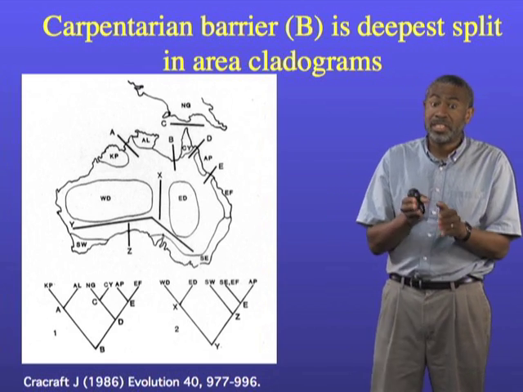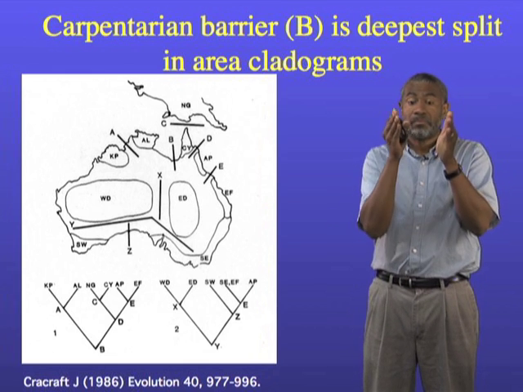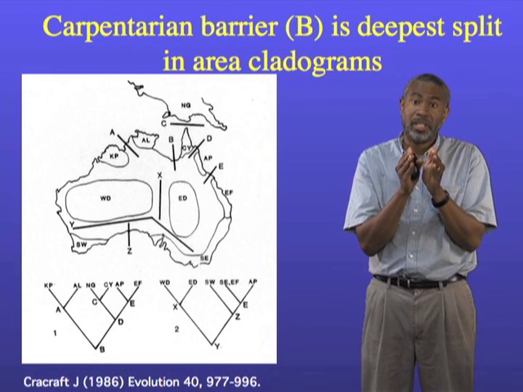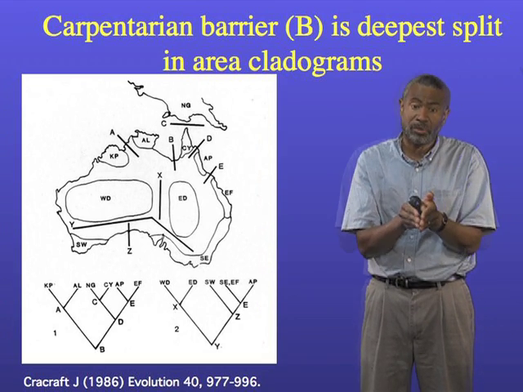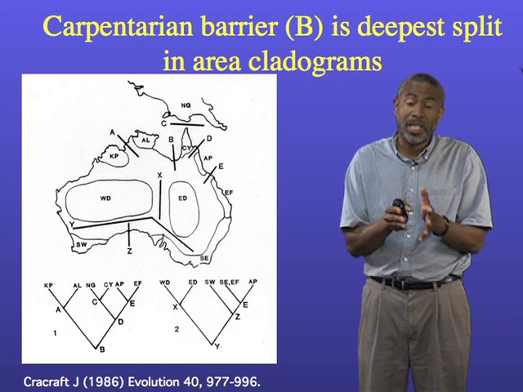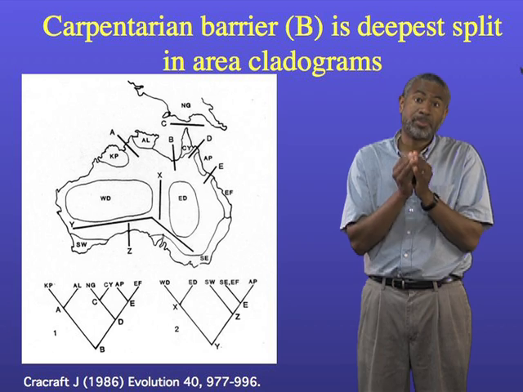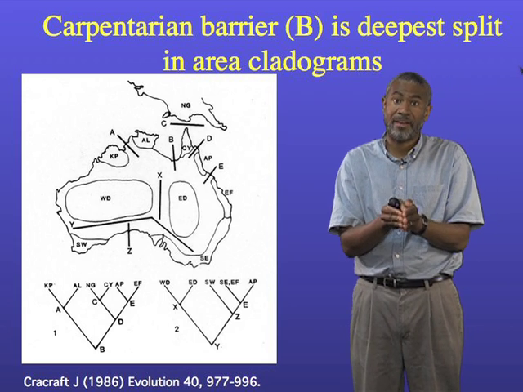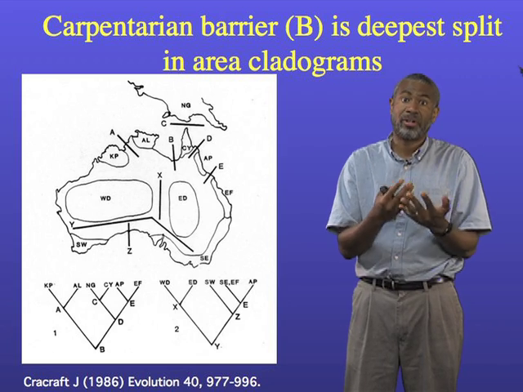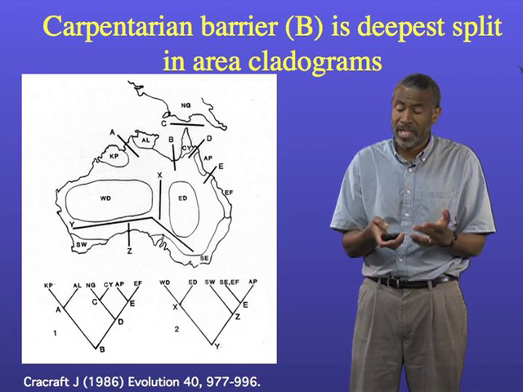Most importantly, you can see how the barrier B, that Carpentarian barrier, is the deepest split on that area cladogram on the left side of the screen. What you can see is that barrier B is an extremely important barrier, the most basal split in that area cladogram on the left. And this means that it's been a very important driver of diversification in Australian birds and other animals and plants.